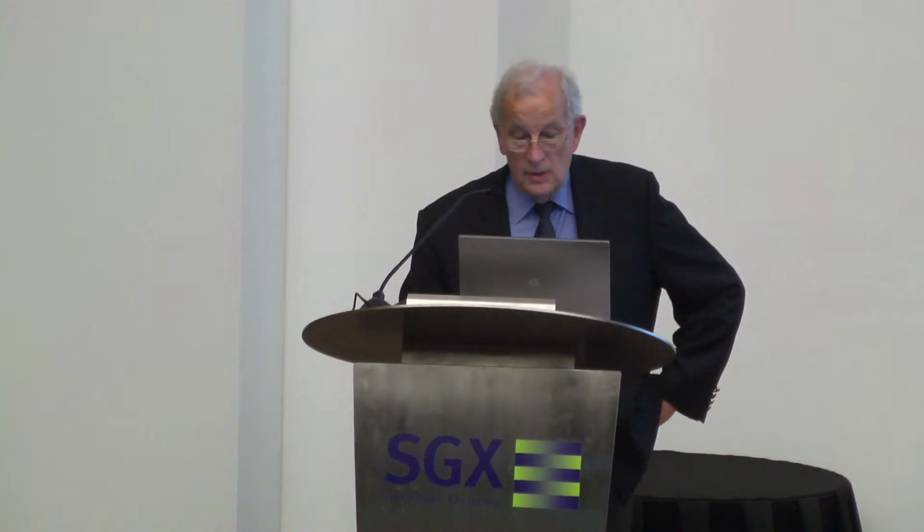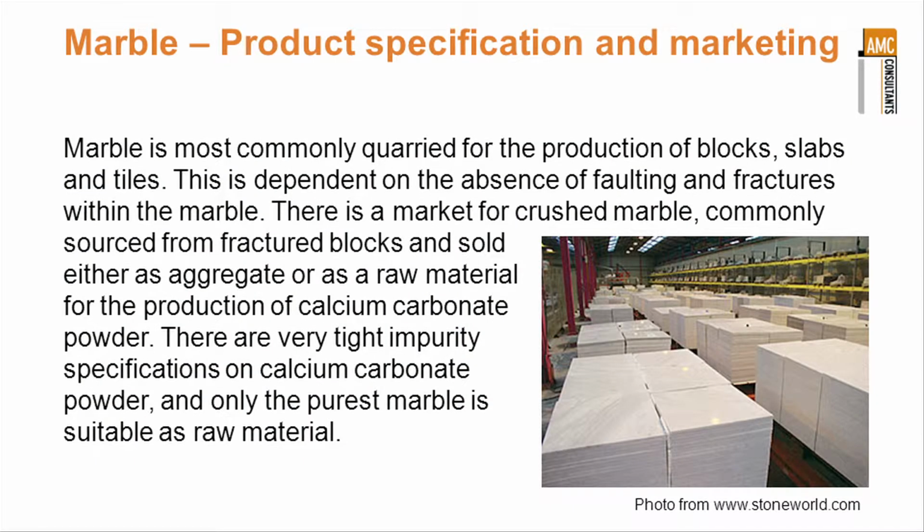Much more difficult process. So marble is quite resistant to erosion, so it outcrops, and outcrops of marble are often elevated, as that previous hill was, and form prominent landscape features. So marble's most commonly quarried for the production of blocks or slabs and tiles, and that photograph is a series of slabs of marble in a warehouse, generally 2 to 3 centimetres thick, and the ability to produce those regular slabs is dependent on the absence of faulting and fractures within the marble.